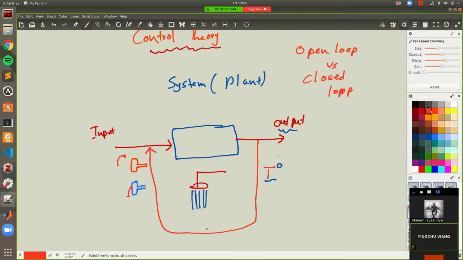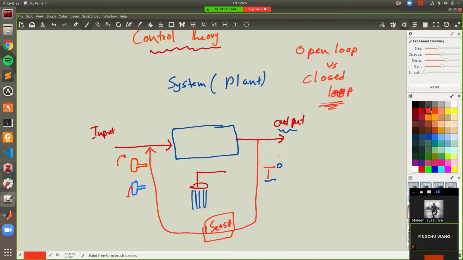So you're constantly sensing the output, right? You have a sensor sensing the output. So in a situation where you actually have a sensor looking at the output, we say it's a closed loop system, right? That's the difference between an open loop system and a closed loop system.